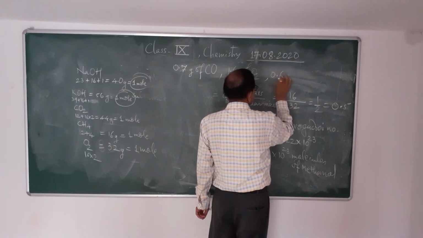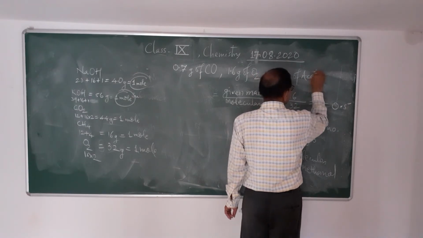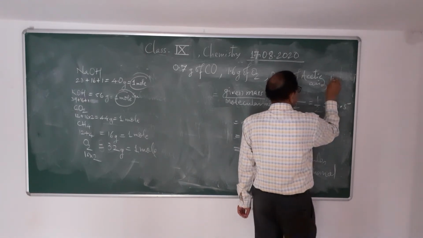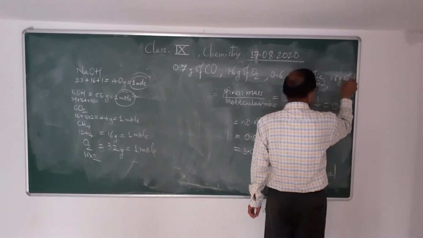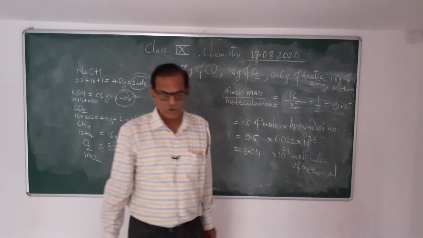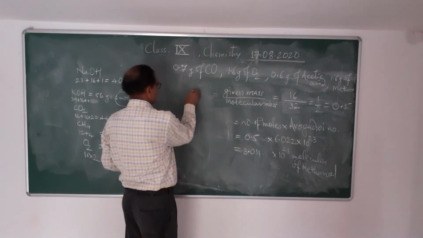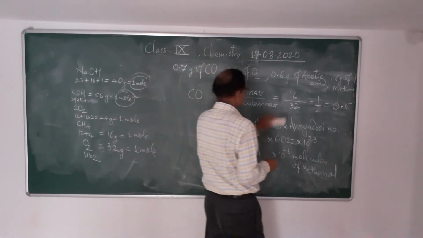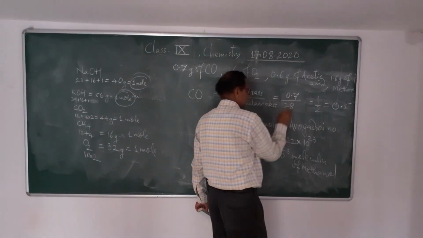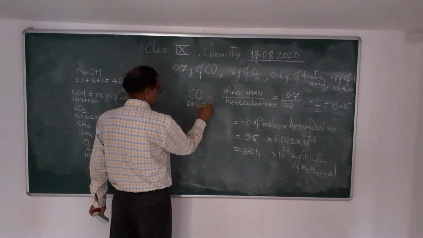Then you can also calculate for 0.6 gram of acetic acid, and 1.6 gram of methane. So we can calculate now. See, given mass divided by molecular mass, for CO. CO means carbon monoxide, 0.7 divided by molecular mass 28. So 12 plus 16 is equal to 28.